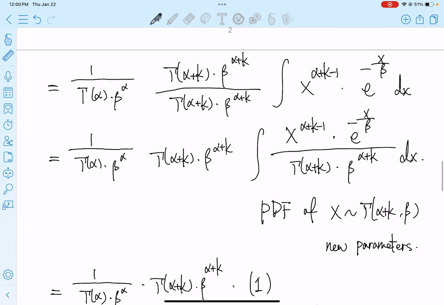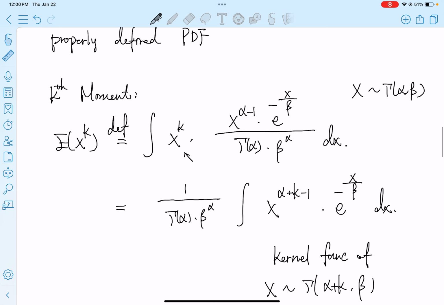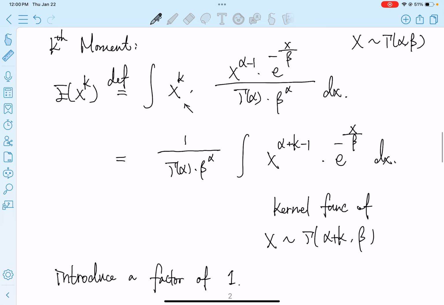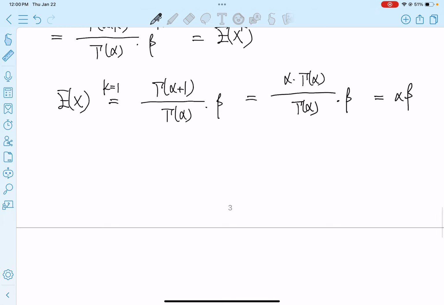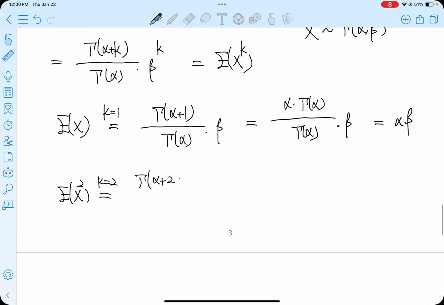Okay, so what we've done so far is derive a formula for the arbitrary kth moment. And then by setting k equal to 1, we are able to get the first moment. And then the second moment, we can get by setting k equal to 2 and using our formula again, gamma of alpha plus k, so alpha plus 2, over gamma of alpha, multiplied by beta raised to the power of k, so k is 2.